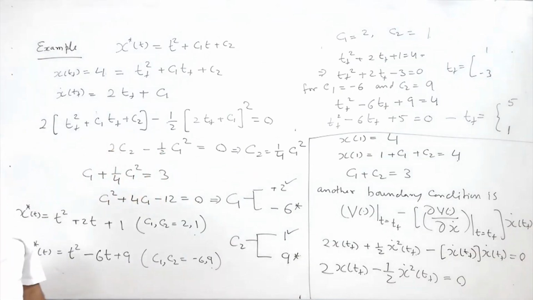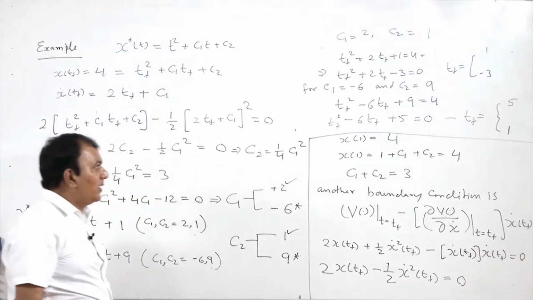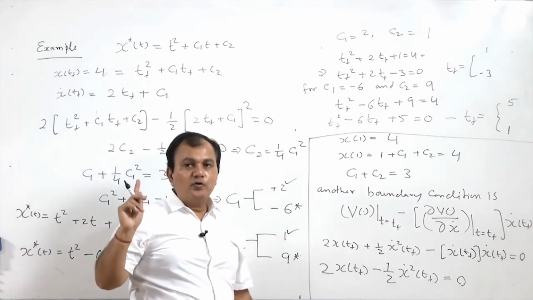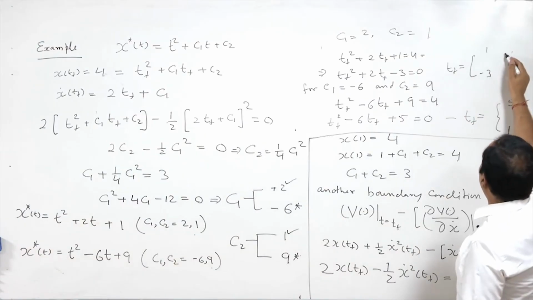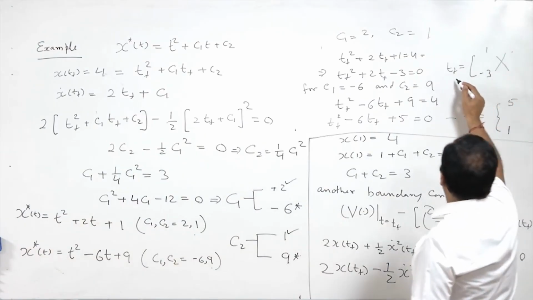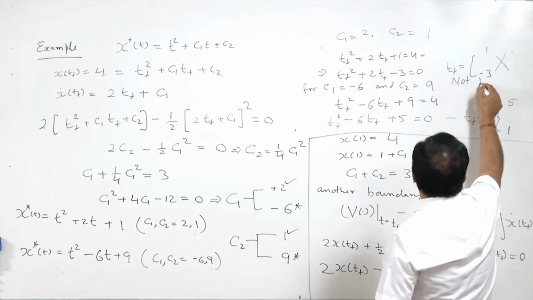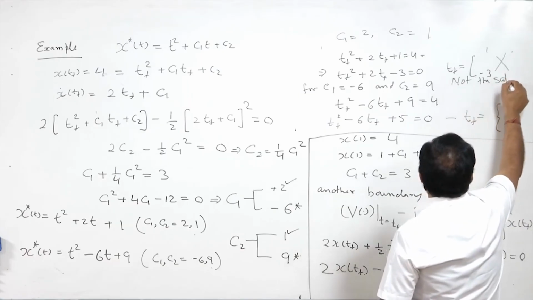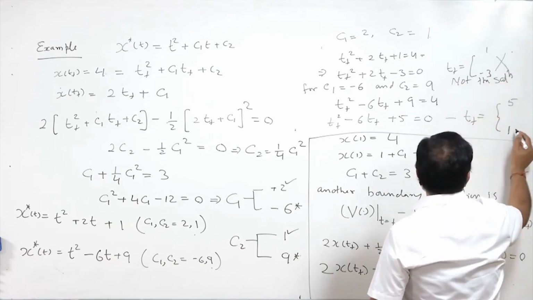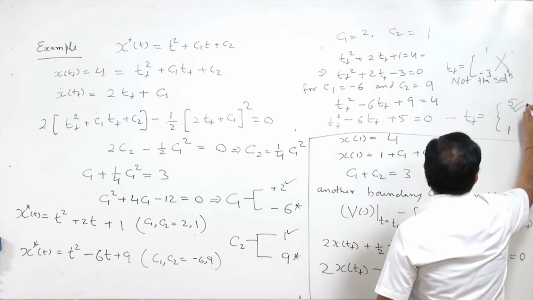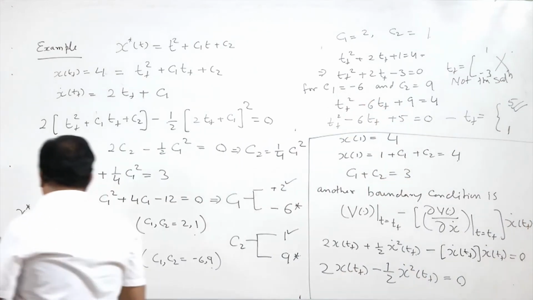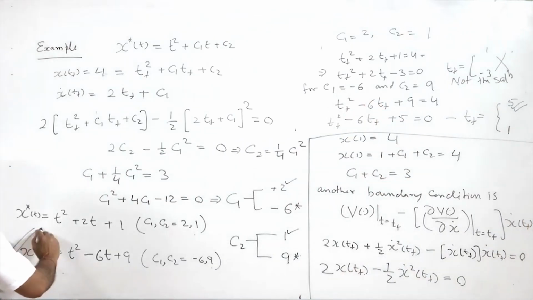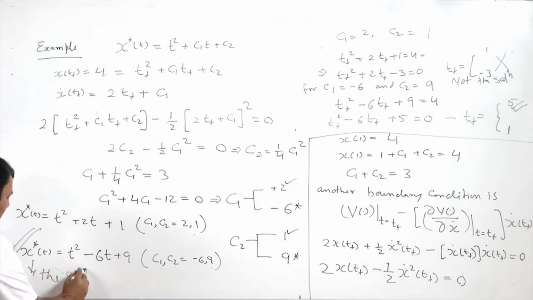So, what was our condition? My TF should be greater than 1. In the first case my TF is 1 and minus 3, so this is not the solution. In this case my TF equal to 5, so I can select the second equation. So, this is the solution.